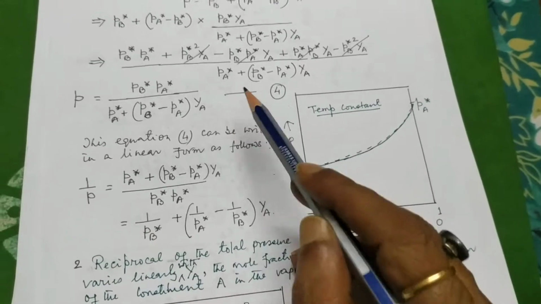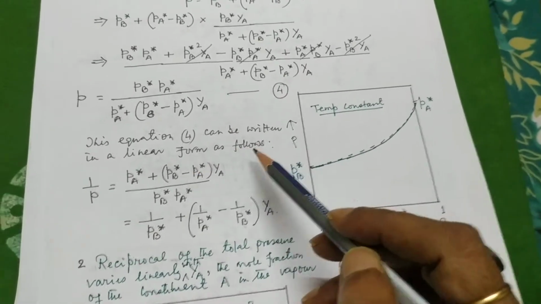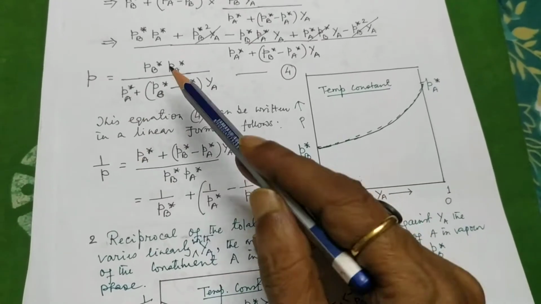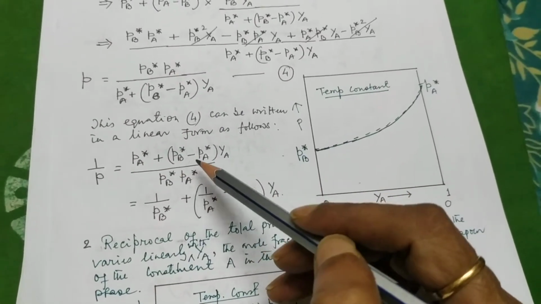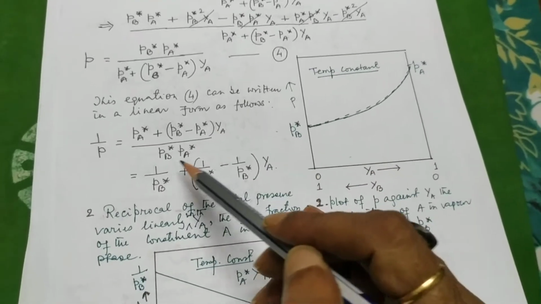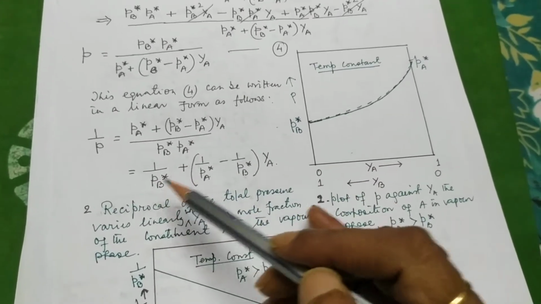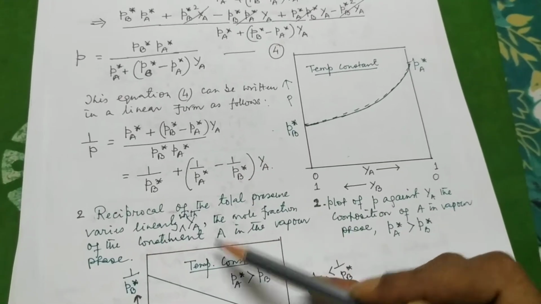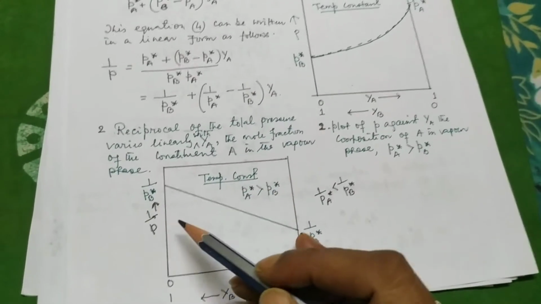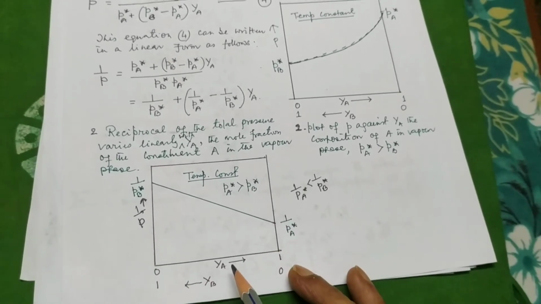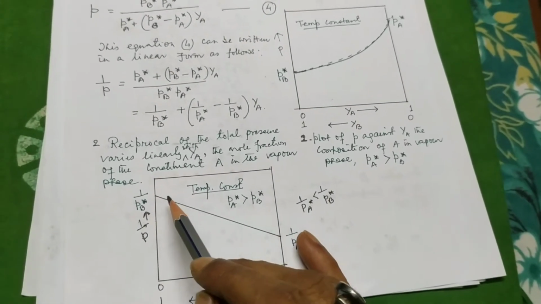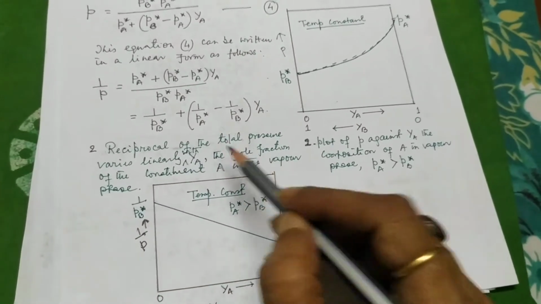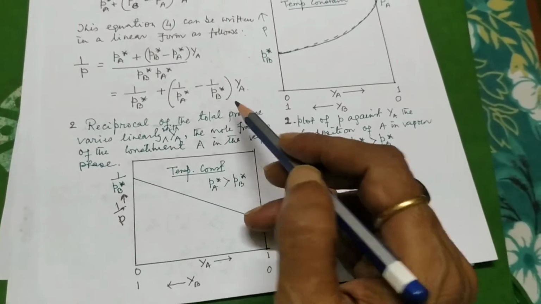Now this equation 4 can also be written in a linear form as follows. If we take the reciprocal of this, 1 upon P equals P* plus within bracket Pb* minus P* into Ya divided by Pb* into P*. So this is equal to 1 upon Pb* within bracket 1 upon P* minus 1 upon Pb* into Ya. If we plot 1 upon P against Ya, then we get a straight line like this. This is the intercept and this is the slope. Slope equals 1 upon P* minus 1 upon Pb*.